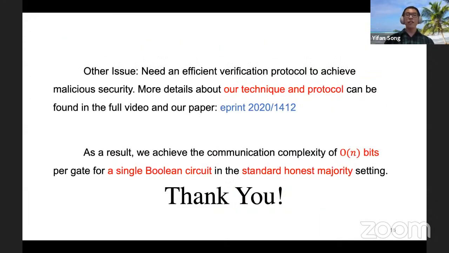Of course, there are also other issues. For example, we need an efficient verification protocol to achieve malicious security. More details about our technique and protocol can be found in the full video and our paper. Thank you.